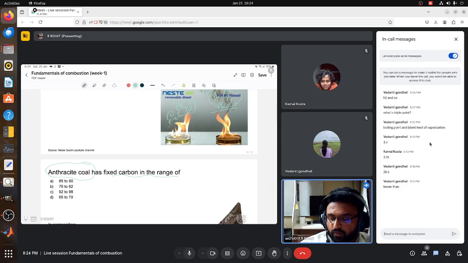There are different coals available, and the coal has different grades, but anthracite coal is something that has a peculiarity. You can just wait for one or two minutes, think of what it could be, and just let me know.